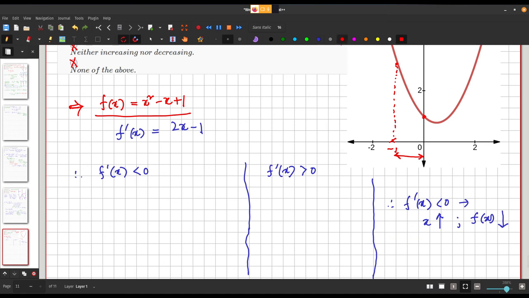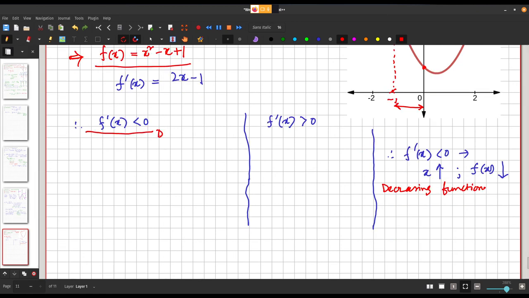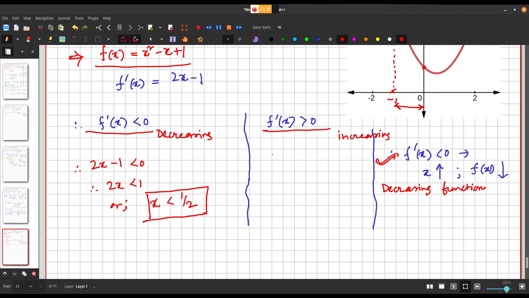So this is the definition of a decreasing function. Similarly, this is the case for an increasing function, and this analogous definition can be found in the lectures. So let us check for which values of x this holds true. 2x minus 1 is less than 0, so 2x is less than 1, or x is less than half. Similarly here, 2x minus 1 is greater than 0, and we can easily say that x is greater than half.